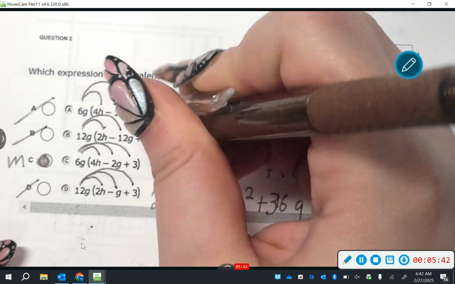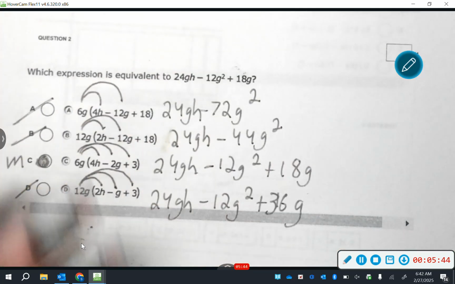Let me fix it. It's going to bother me. Okay, scooting over.